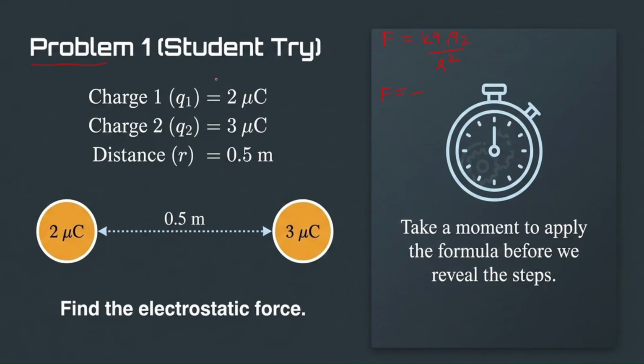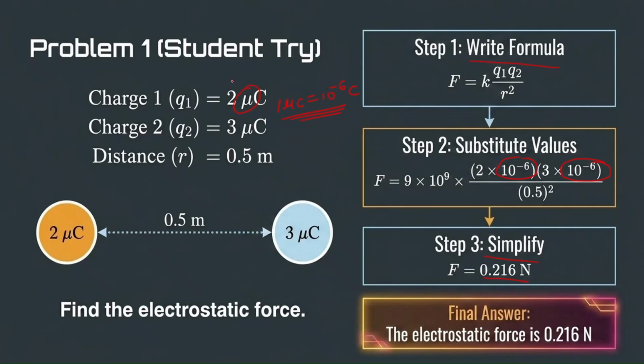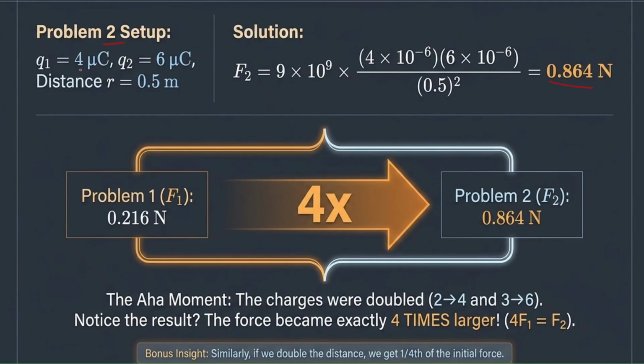Now, problem 1 has 2 microcoulomb, 3 microcoulomb, and 0.5 meter distance. Now, we multiply by 2, multiply by 2, and the distance stays the same. We get the answer 0.864. Now, we got the answer in problem 1 as 0.216 Newton and in problem 2 as 0.864 Newton.